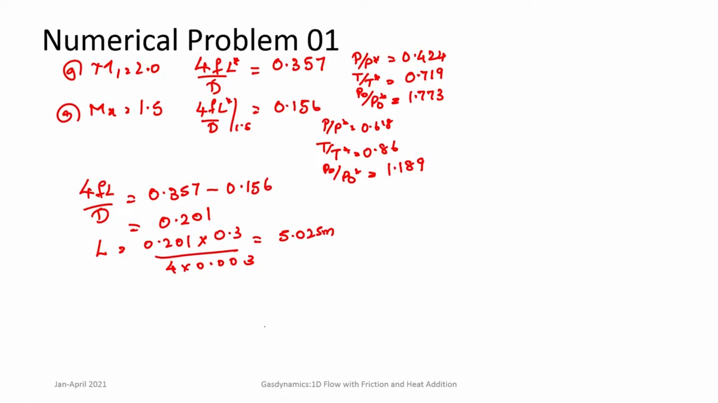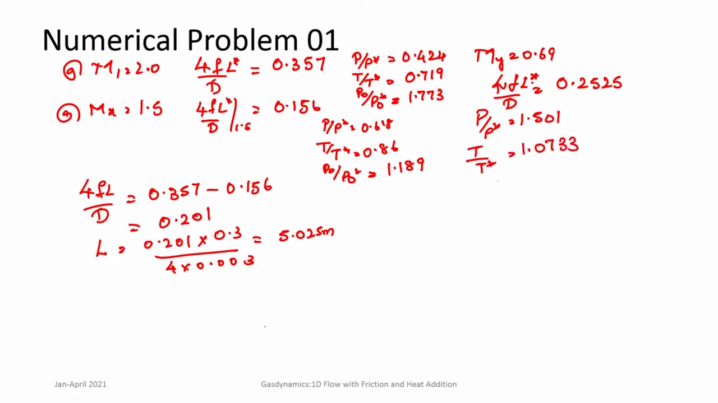Similarly, across the shock you know the conditions. The Mach number MY is 0.69, and 4fL star by D for 0.69 is 0.2525. P by P star is 1.501, T by T star, and P naught by P naught star is 1.1048.